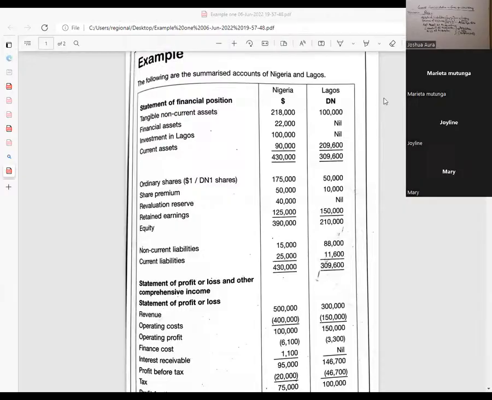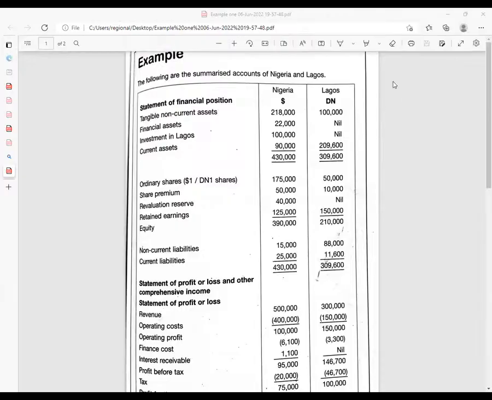So we are given an example here. The following are the summarized accounts of Nigeria and Lagos. So these are two different companies: one company called Nigeria and another one called Lagos. One good thing that I'm able to see is that the Nigeria company has its financial statements presented to us in terms of dollars. Lagos has, in this case here, the currency DN. DN could be Naira, whatever.